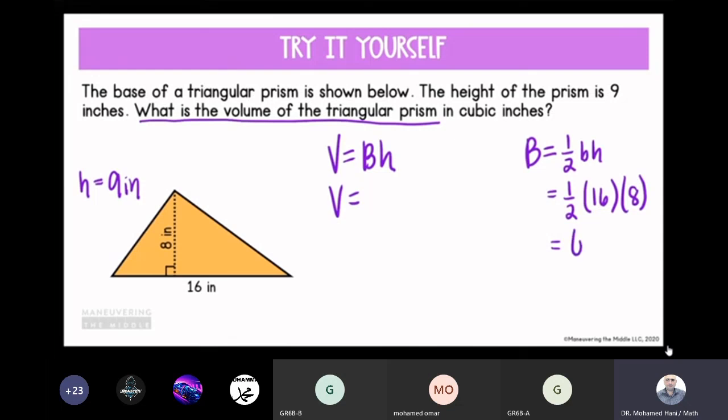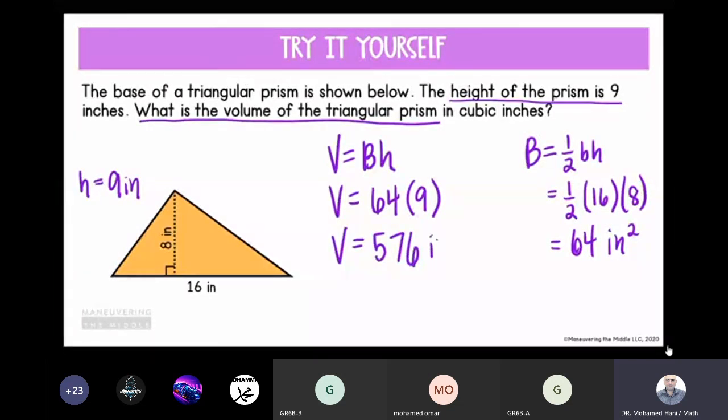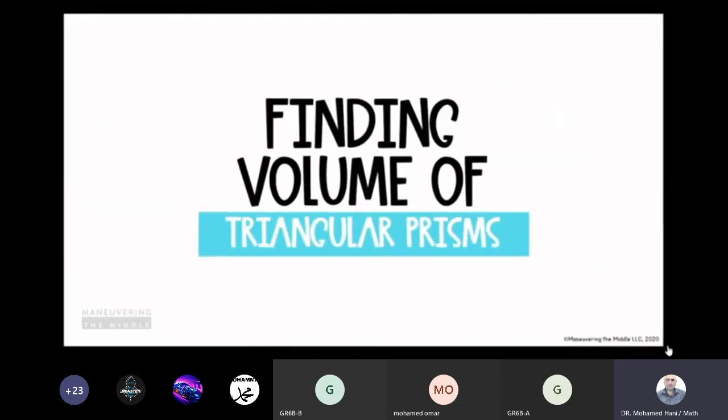And I can see that the area of the base is represented by 64 inches squared. I'm going to take that back to our original volume formula. I have the area of the base represents 64 inches squared, and the problem also told me that the height was 9 inches. I'm going to multiply that by 9. And I know that the volume equals 576 inches cubed. Awesome job.